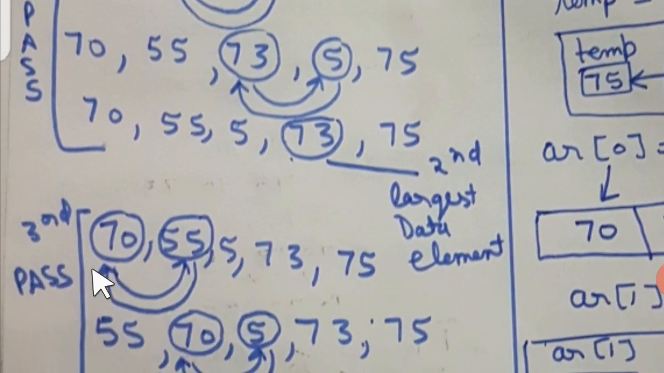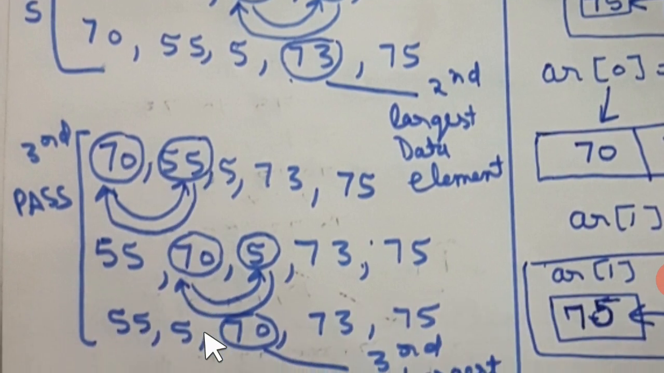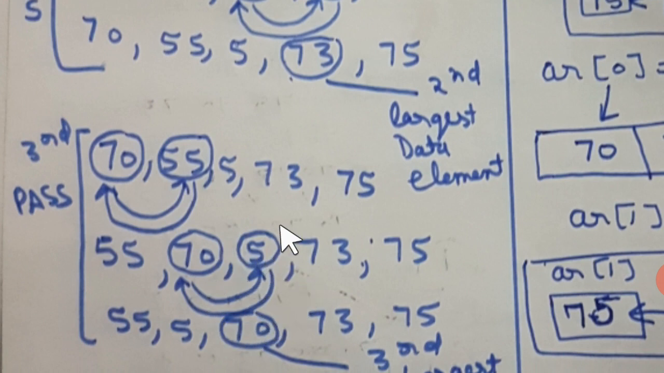Students, after this we go for the third pass. Now we get the 70 and 55 comparison. 70 is bigger than this, so 55 will be here and 70 will be here. Now after that, 70 and 5 will be compared. So 5 will be here and 70 is here. Now 70 will not be compared with 73, because 70 has reached its proper location and 73 and 75 are already at their proper locations. Students, this time how many comparisons? 2 comparisons. So again we have reduced the number of comparisons by 1 in the third pass.